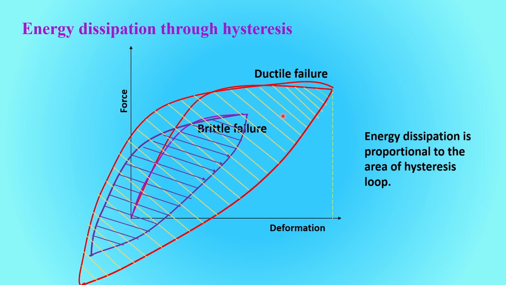So the brittle system will be dissipating very little energy in contrast to the ductile system, and this is not desirable, because during an earthquake our structure will be absorbing energy from the earthquake through its elastic condition, and this energy has to be dissipated out so that the structure is safe.